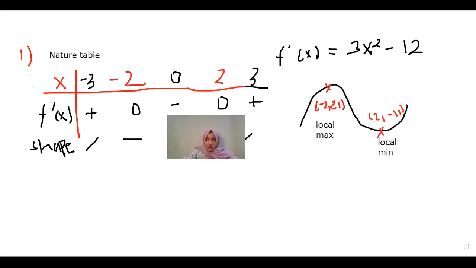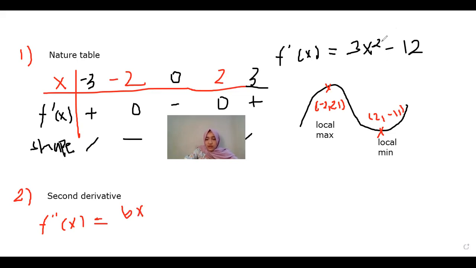After that, we can also use the second way. This is actually simpler. The second way to determine the nature of coordinates is by using the second derivative. So we first need to determine the second derivative. We write it as f dash dash x. We already know the first derivative, then we just continue to find the second derivative. Like usual, the derivative of this form is 2 times 3, which is 6x, because the power 2 is reduced by 1.